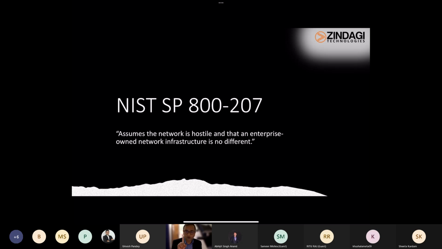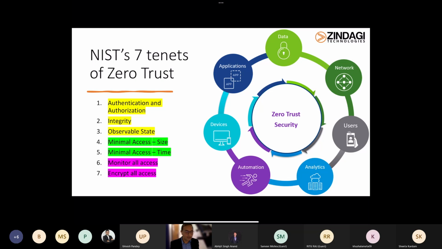Now, what is the first framework? The first framework is the special publication of the National Institute of Science and Technology, 800-207. This basically says that you assume you've been hacked, right? You assume that your network is hostile, you assume that you've been breached, and there is nothing secure, right? That's the concept of not "trust but verify," but "never trust and always verify," right? That's the theoretical concept behind the NIST framework.